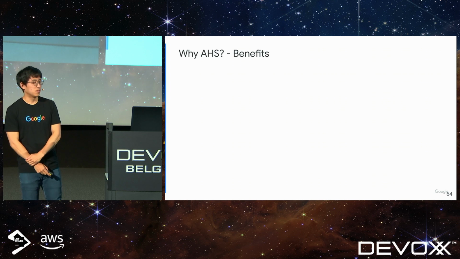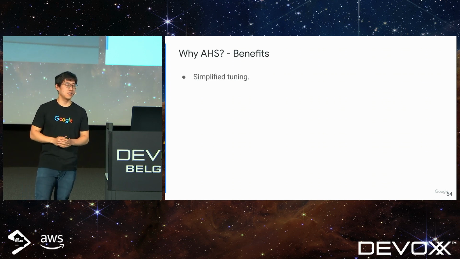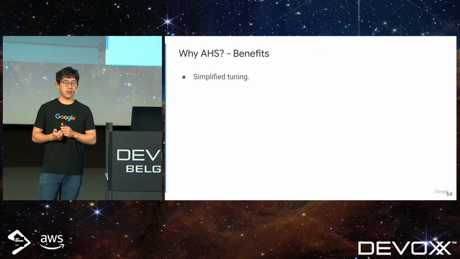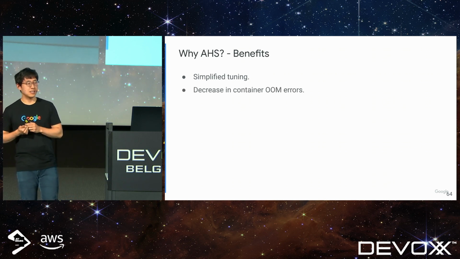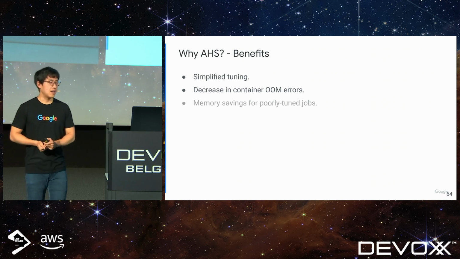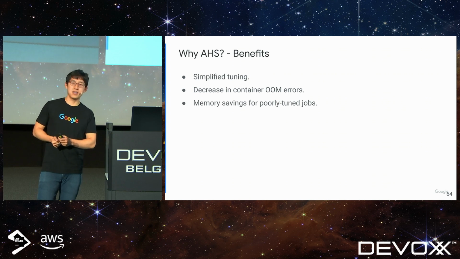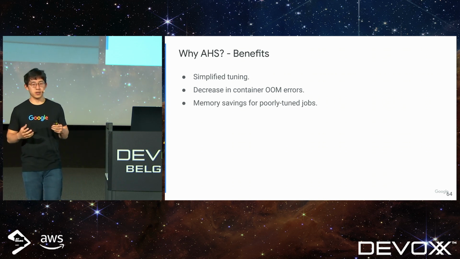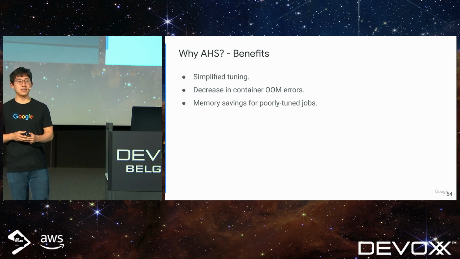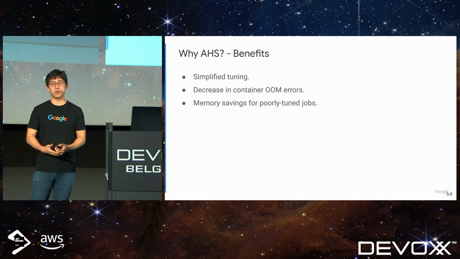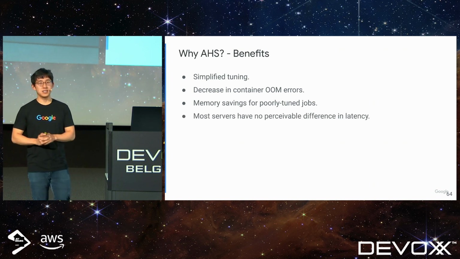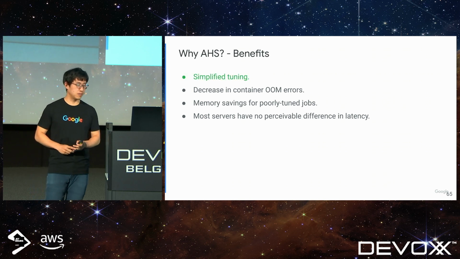Okay, so first of all, what are the benefits of HS? Let's just reiterate. We have simplified tuning, because there's no need to worry about setting the right value of XMX. We should see a decrease in container errors because of the way current max expansion size works. And we should also see significant memory savings for poorly tuned jobs, because now we are targeting a specific CPU overhead for GC. That helps us in the case that jobs are configured with way too much memory. And we are able to accomplish this with no perceivable difference in latency, which is really cool.